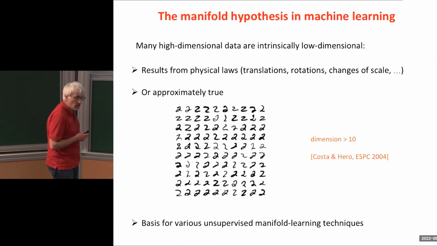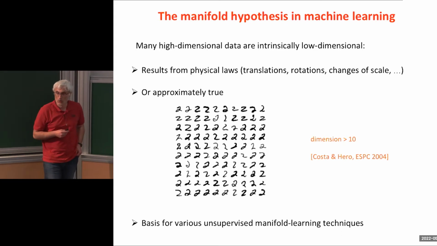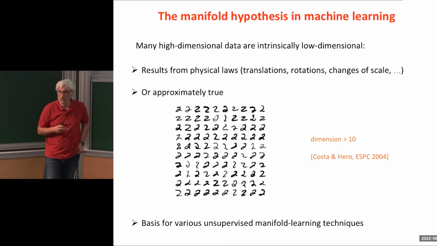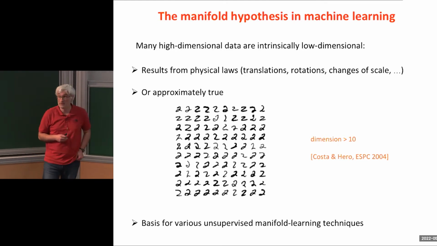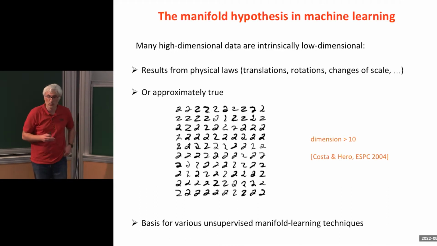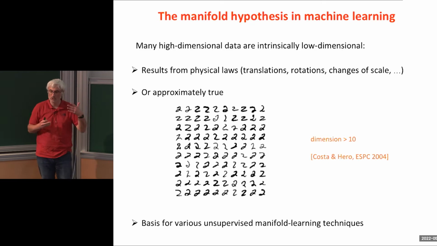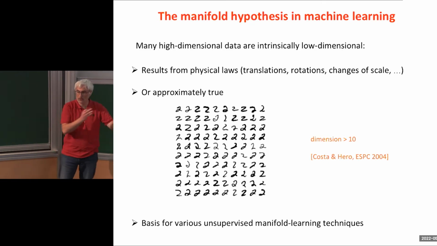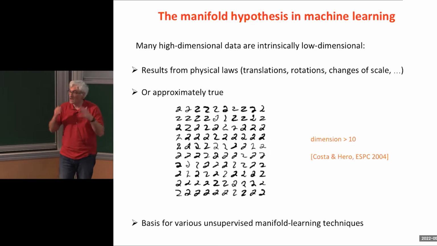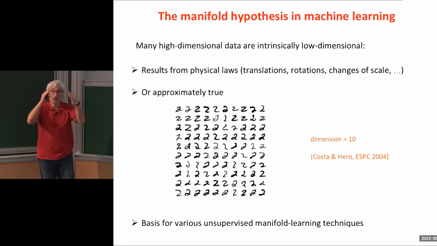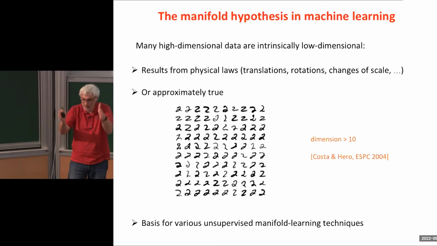So many high-dimensional data are actually intrinsically low-dimensional, or let's say thought to be intrinsically low-dimensional. This may be a consequence of physical laws. For instance, if I look at VJ, on my retina I have an image of VJ, and if I move to the left, to the right, go closer or further away, or rotate my eyes, I will have different images on my retina, but they correspond to the same item.